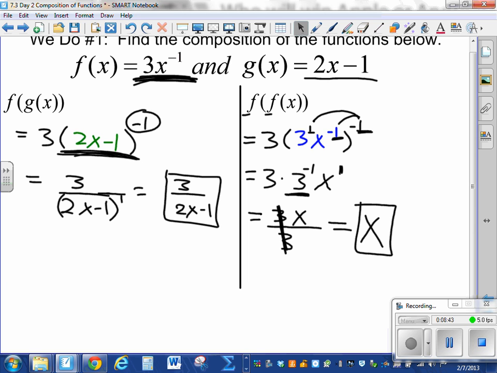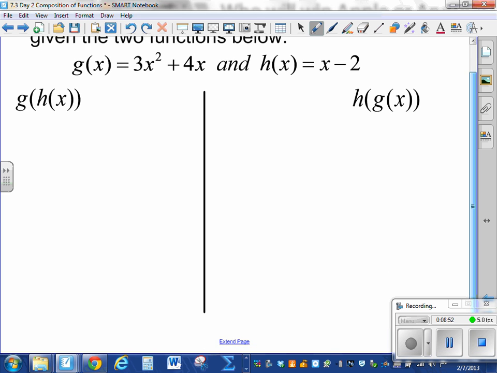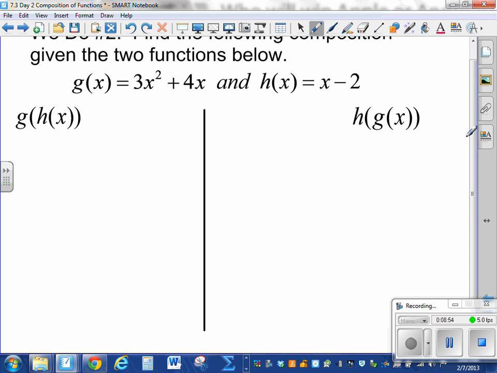All right. Next one, we do number 2. I think this is the one we left off in class with most of the classes. So g of h of x. So we're going to write g of x first. But remember, with your x's, you're going to put parentheses. Now, keep in mind, you have 2 x values there. So both of those should be replaced with blank spots. So you're going to write 3 blank spot squared plus 4 with a blank spot.